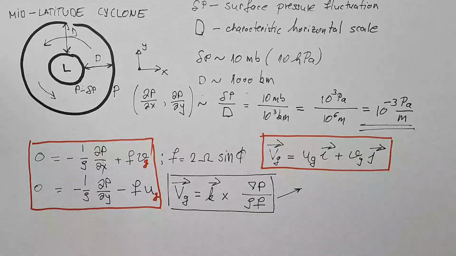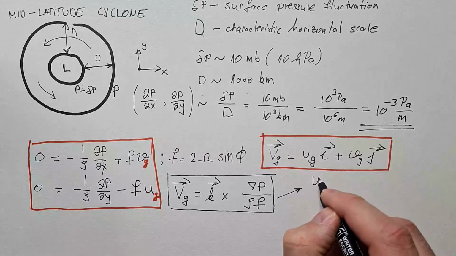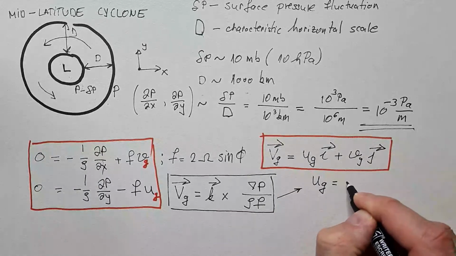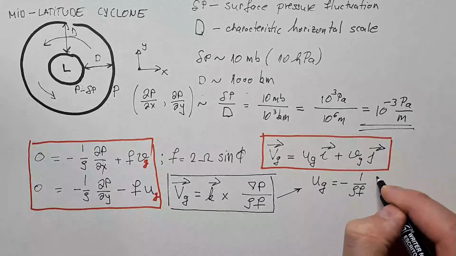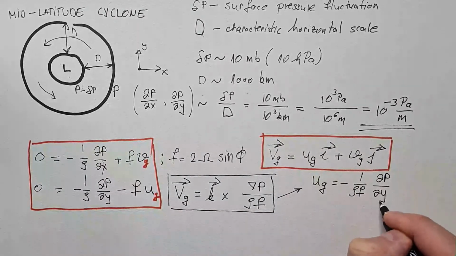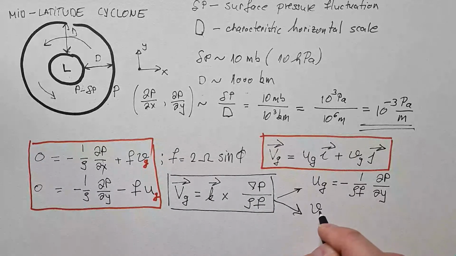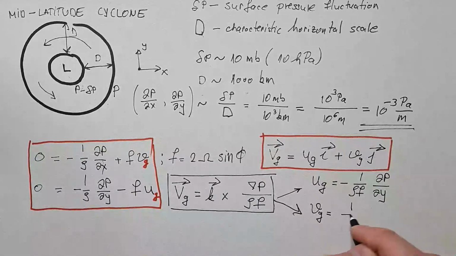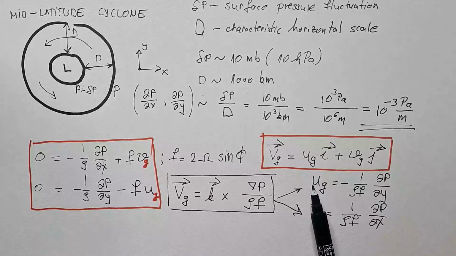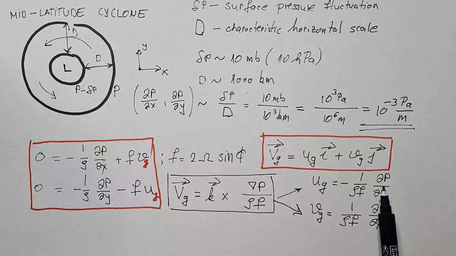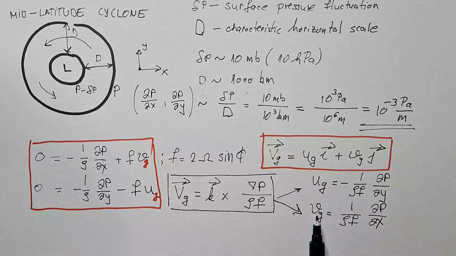So you can see that Ug is negative 1 over rho f delta p delta y, and Vg is 1 over rho f delta p delta x. Namely, U geostrophic component is proportional to meridional pressure gradients, and V geostrophic component is proportional to zonal pressure gradients.